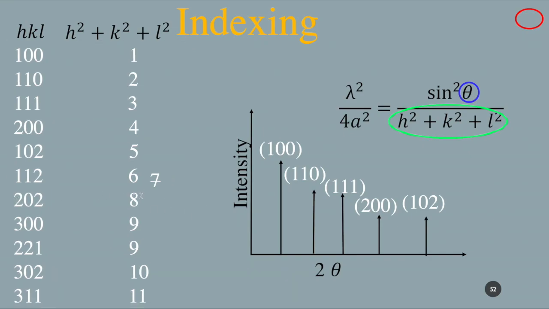So 2, 0, 2 will give you 8, 3, 0, 0 will give you 9, and 2, 2, 1 will also give you 9, which means that you cannot distinguish the 300 and 221 planes in XRD, because theta is only dependent on h, k, and l. If this value gives you the same 9, then they will have the reflection in the same position, the same 2 theta position. Similarly, we have 3, 1, 0 and 3, 1, 1, giving 10 and 11.